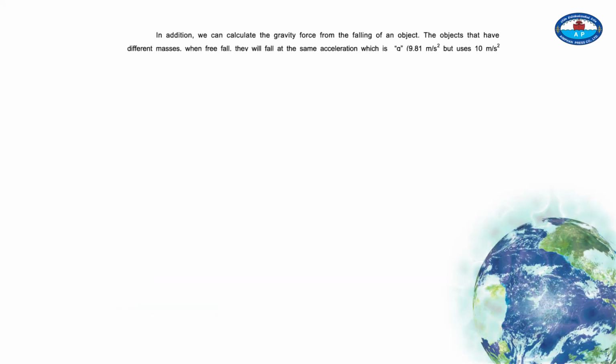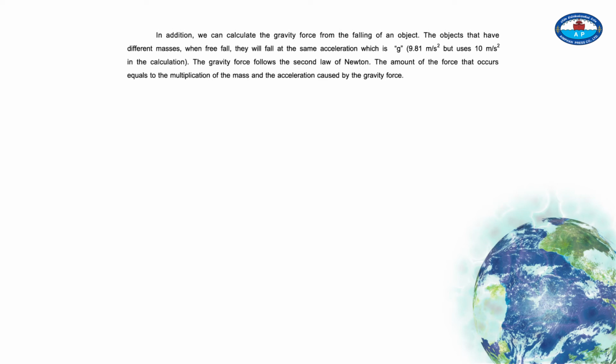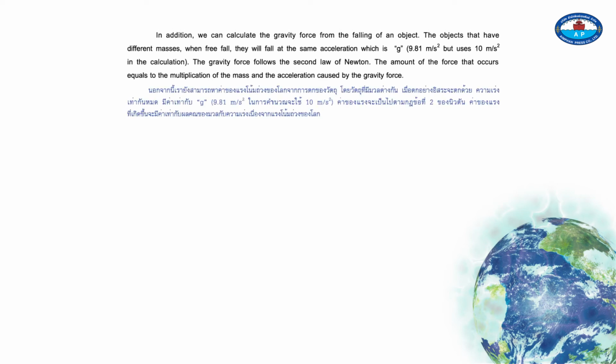In addition, we can calculate the gravity force from the falling of an object. Objects that have different masses, when free falling, will fall at the same acceleration, which is g. It is 9.81 meters per second squared, but we use 10 meters per second squared in the calculation.